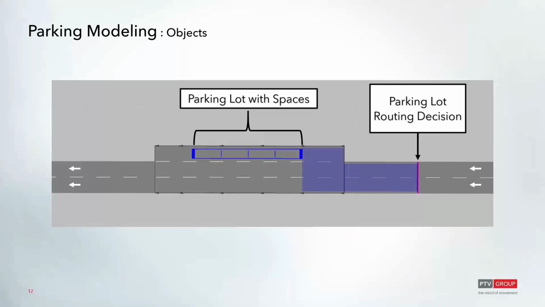And then in addition to the parking lot object, we'll also need a parking lot routing decision. And this will take any of the vehicles traveling on a static route, and as the vehicles cross this parking routing decision, they're going to determine whether or not they need to park in this particular lot. So again, these are really the two main objects that we'll be talking about today, the parking lots, which are made up of spaces, and then also the parking lot routing decision.